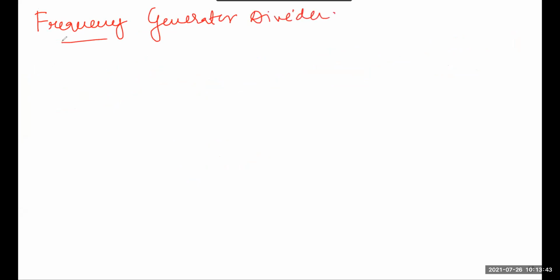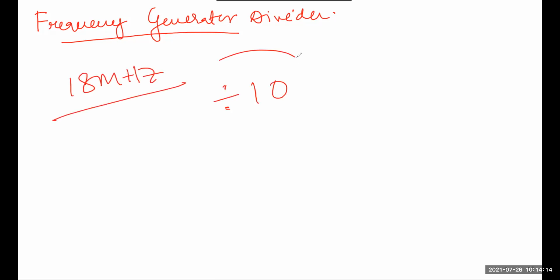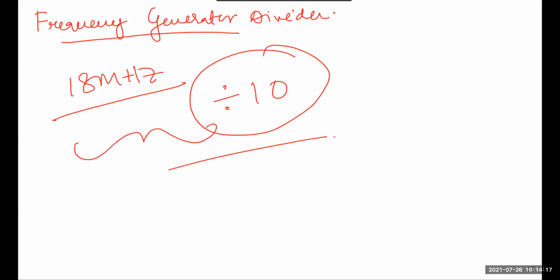What is this? See, a frequency generator is a circuit which generates frequency, and a divider circuit divides the generated frequency with various factors to get different frequency values. In the picture I showed you, my 18 megahertz frequency is my source frequency. It is then divided by 10. The reference frequency is divided by 10, so here comes the use of the divider circuit. The function of a divider circuit is to divide the generated frequency with various factors to get different frequency values.